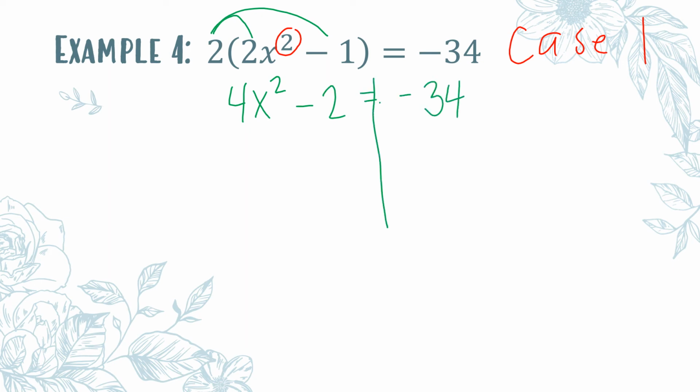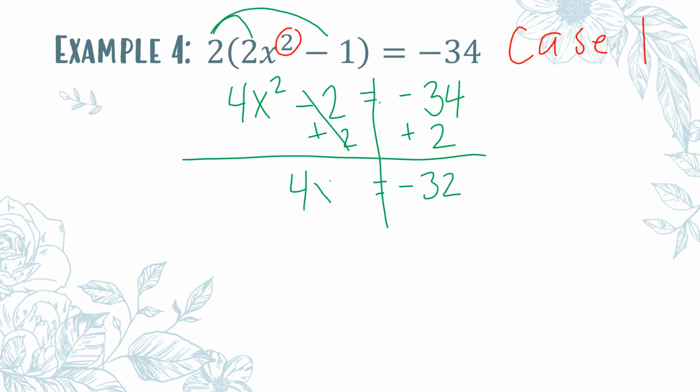Now I solve it just like I would a linear equation. So I'm going to add 2 to this side. Careful with your signs. Opposite signs subtract. So negative 34 plus 2 is negative 32. And then on this side, I can bring down the 4x squared. So now we divide by 4. x squared equals negative 8. And now to get rid of that exponent, I can take the square root of both sides.